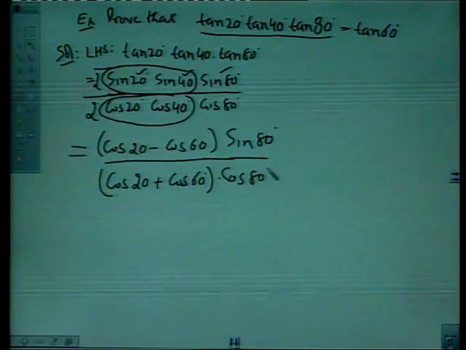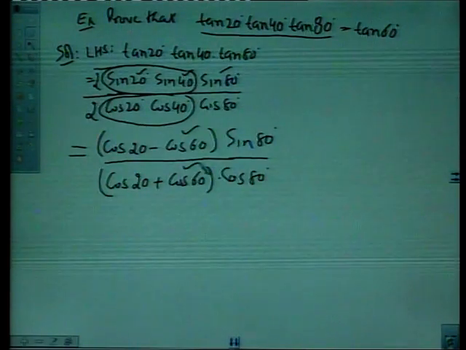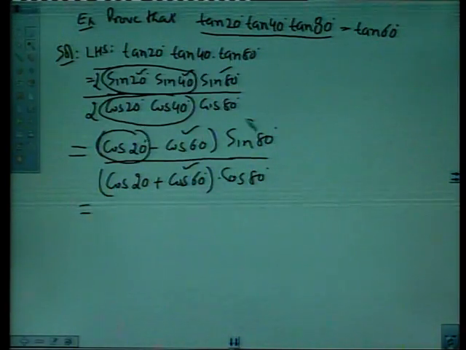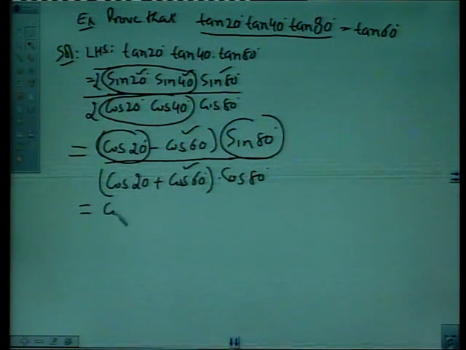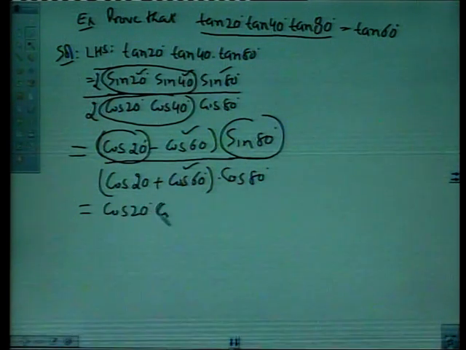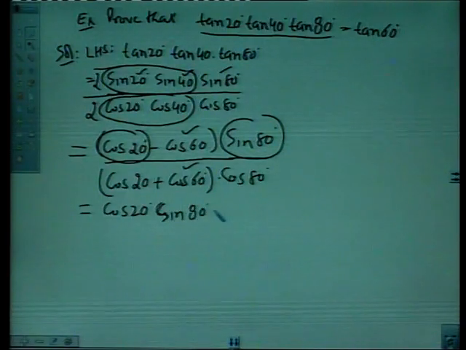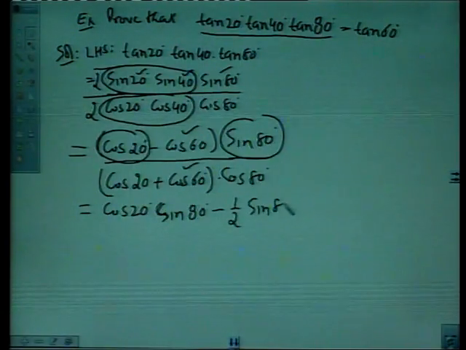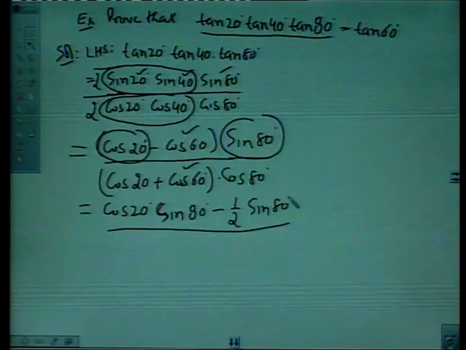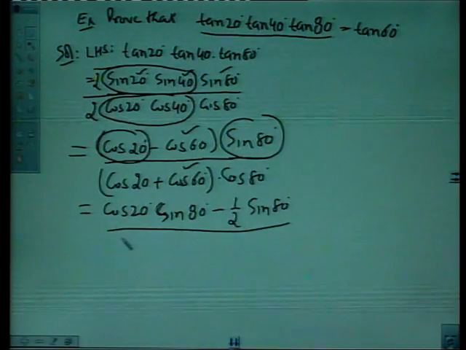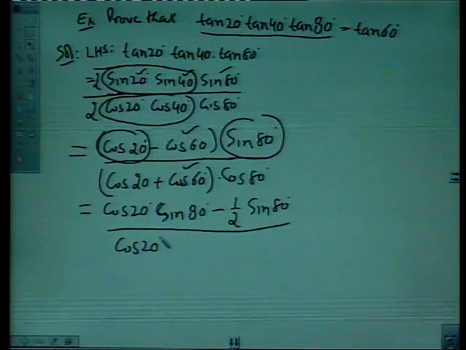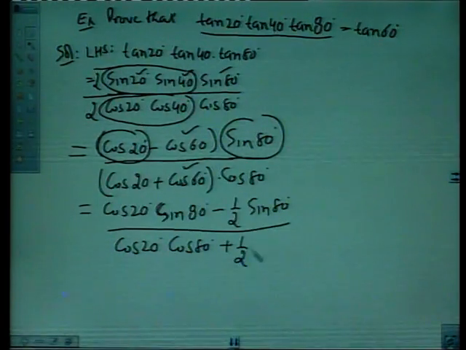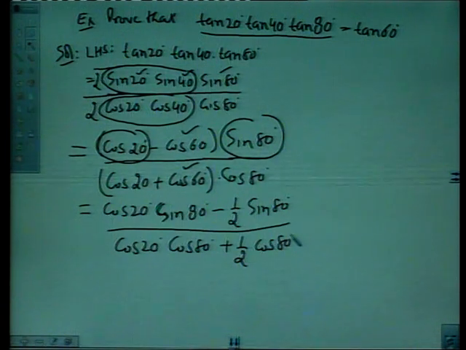We know the value of cos 60, so we will use the value. So it becomes cos 20 degree into sin 80 degree minus, we know that the value of cos 60 is 1 by 2, times sin 80 degree, upon cos 20 degree into cos 80 degree plus cos 60 is 1 by 2 times cos 80 degree.